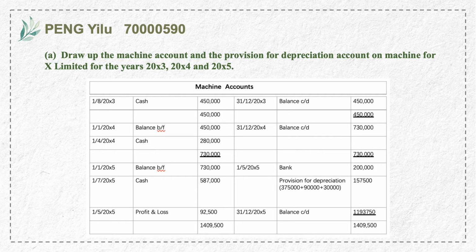So first May on 2000 X5 year, we have a profit or loss, it cost 450,000 minus 200,000 and minus 157,500. It is equal to 92,500. So we should write down 1,193,750 on 31st December 2000 X5 year to balance carry down.